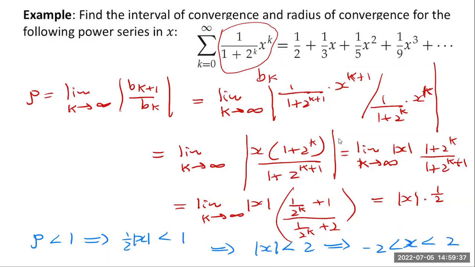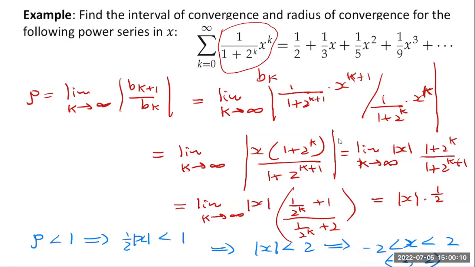Okay, that means by now we know that our interval of convergence includes minus 2 comma 2. For sure, this interval, minus 2 comma plus 2, should be inside the interval of convergence. What's the problem here? How do you find the exact interval of convergence? To find the exact interval of convergence, you need to figure out what happens at these endpoints. Once you figure that out, then you have the interval of convergence.